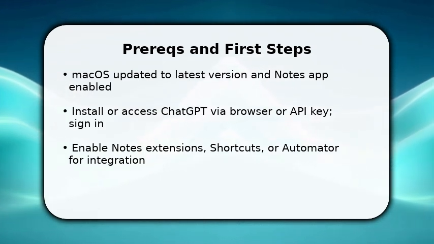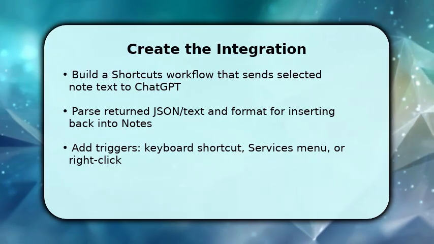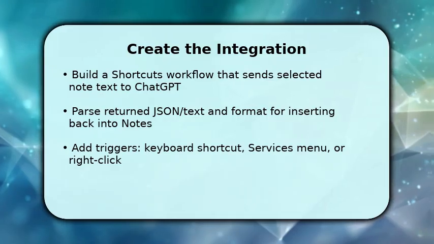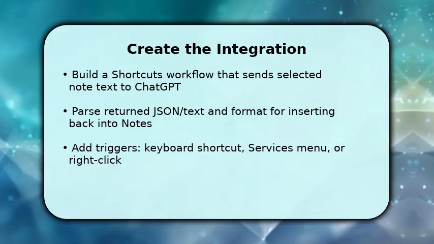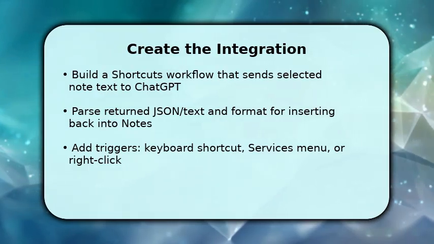You construct the core workflow. In Shortcuts, add a step that reads the selected note or whole note, then call the ChatGPT API or open a web prompt with the text. Once ChatGPT returns a reply, parse the JSON or plain text and format it.